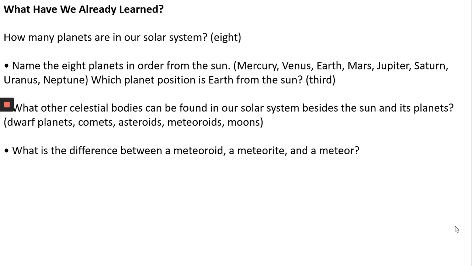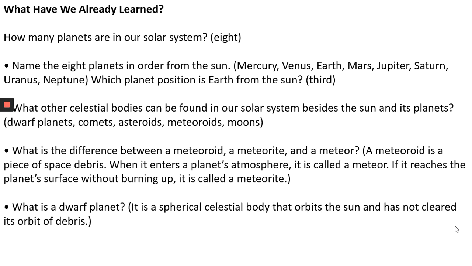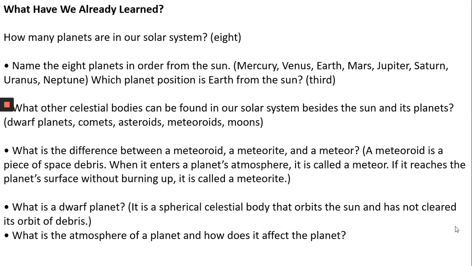What is the difference between a meteoroid, a meteorite, and a meteor? Its location, from the sky into the atmosphere to the Earth. And a dwarf planet, we went over that as well. Talked about celestial body that orbits the sun but not cleared its orbit of debris.